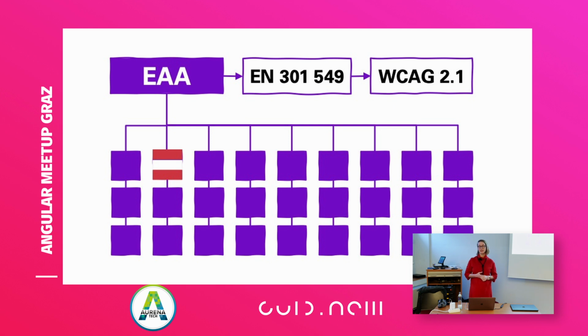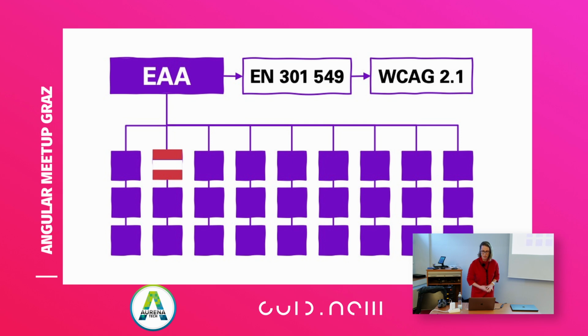What are the requirements? And this directive, also called the European Accessibility Act, refers to the European norm 301 549. And this norm refers to Web Content Accessibility Guidelines. I'm telling you this in this detail so that you know what rules you should play by. Basically, we have this international standard which has precise requirements on how to make your app accessible.